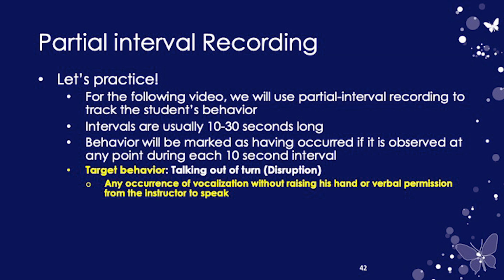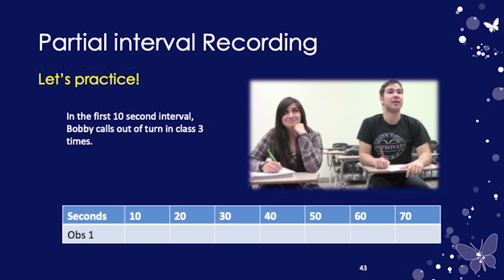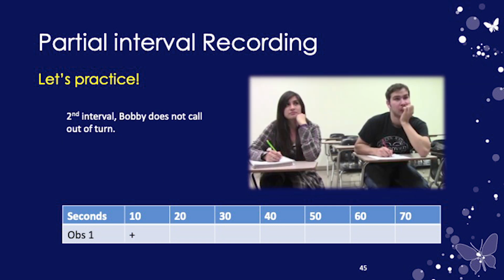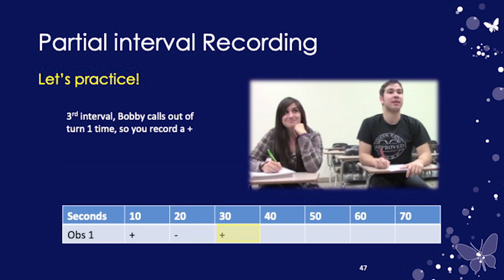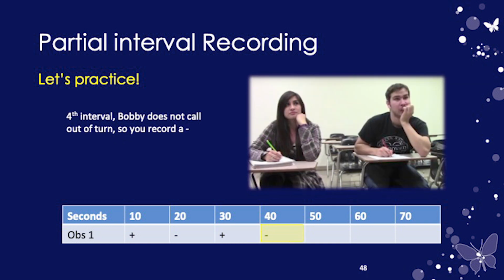His name is Bobby. In the first 10-second interval, Bobby calls out of turn in class 3 times. So you record the interval as a plus sign. During the second interval, he doesn't call out of turn. So you record this as a minus sign. During the third interval, Bobby calls out of turn 1 time. So you record this as a plus. During the fourth interval, he doesn't call out of turn. So you record a minus.